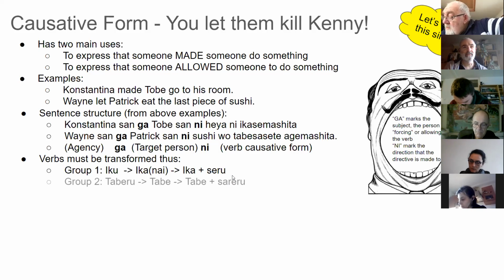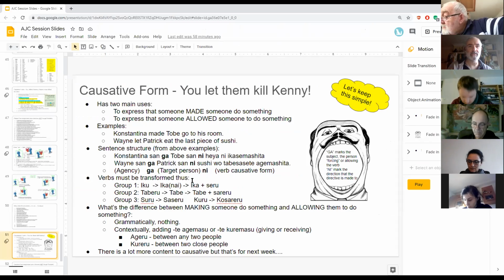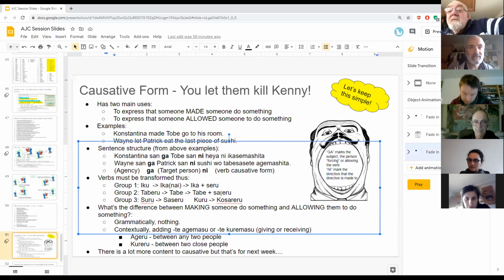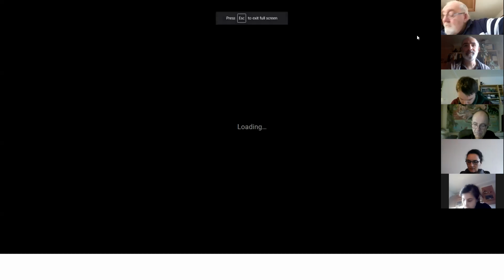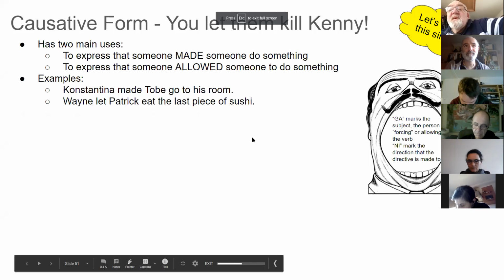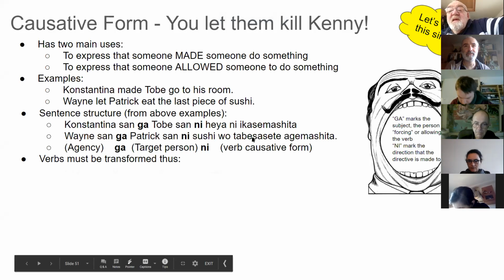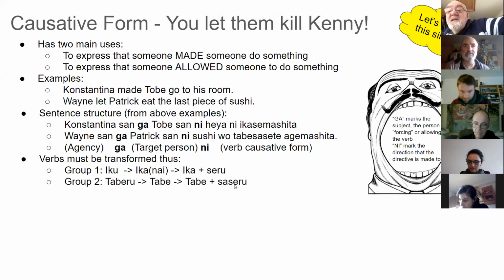Group 2 is taberu, much easier and consistent. Taberu, you knock off the ru, take the ru off, and put saseru. Tabesa, sorry, sase. Excuse me a second, guys. Somebody got a little mistake. Saseru, tabesaseru. Do that again, sorry. Tabesaseru.